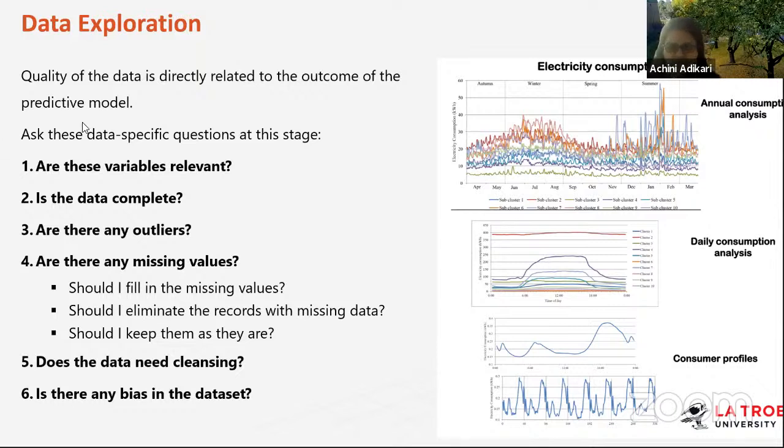So we need to see if the data is complete, and are there any outliers, extreme values, and are there any missing values? So missing values where we don't have data in certain columns. If so, what are we going to do about it? So all those are decisions that we have to make at this stage. And do we need to process the data if it's not in a structured form? And is there any bias in the data set? So is my data set balanced?